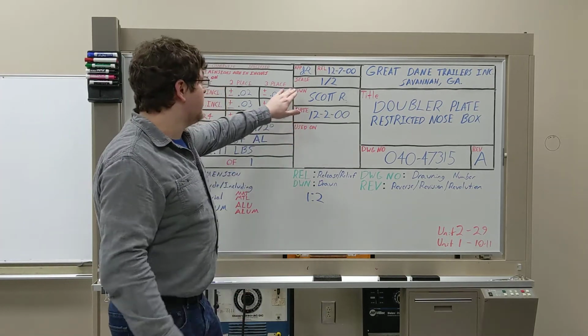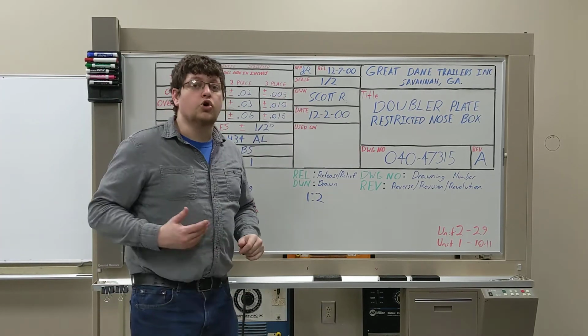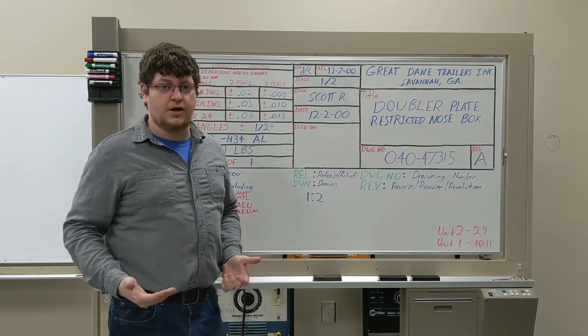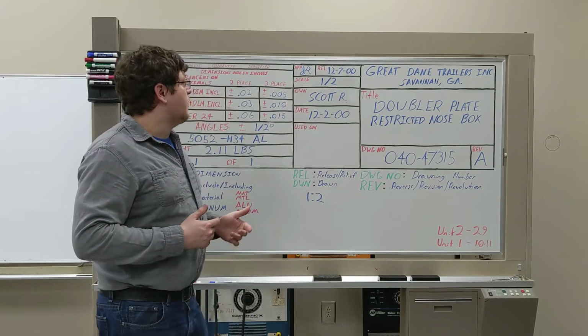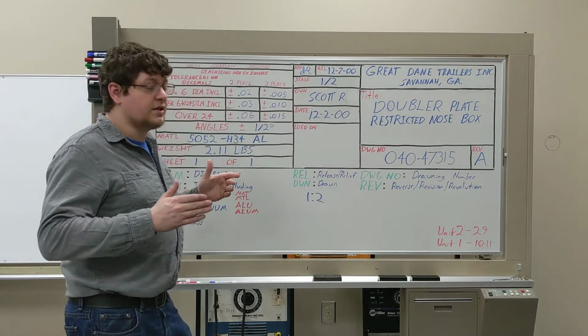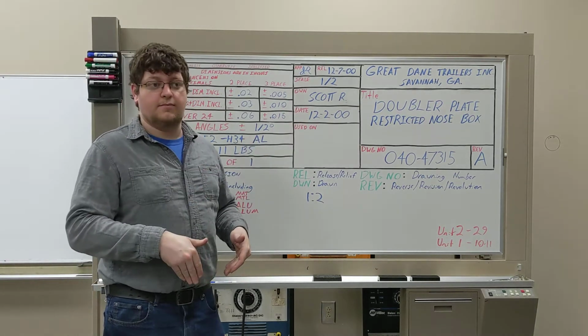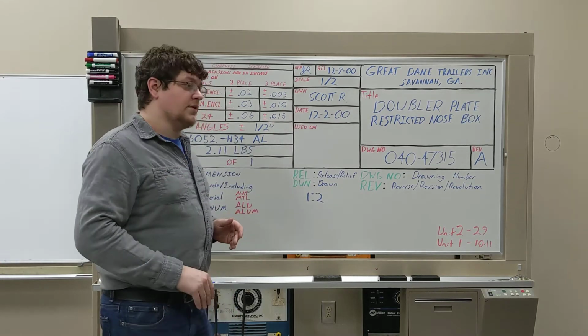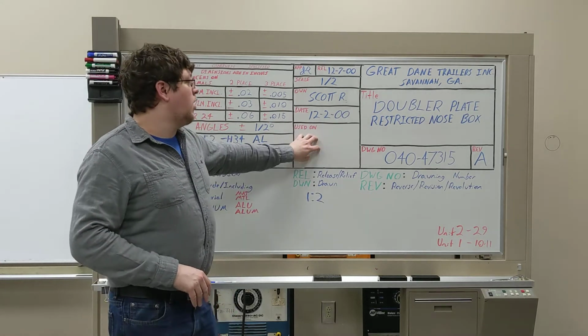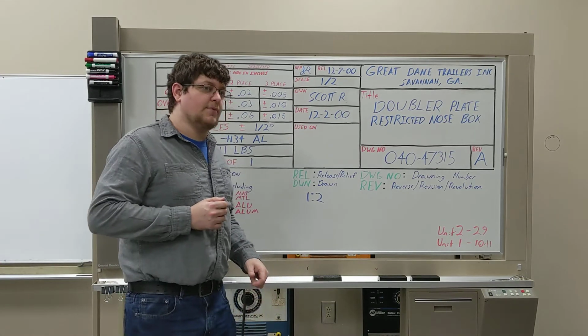The next one is DWN, or drawn. Who it was drawn by, who was the engineer who made it, and that'd be Scott R. The next one is the date. This is when Scott finished it. He finished it on 12-2-2000.